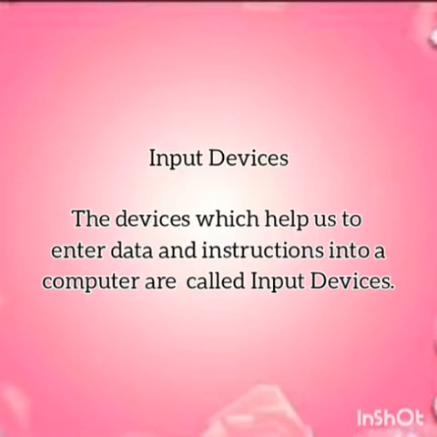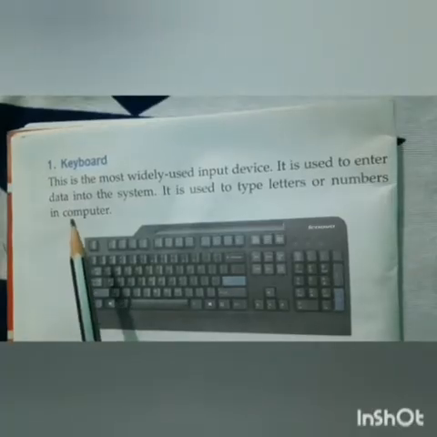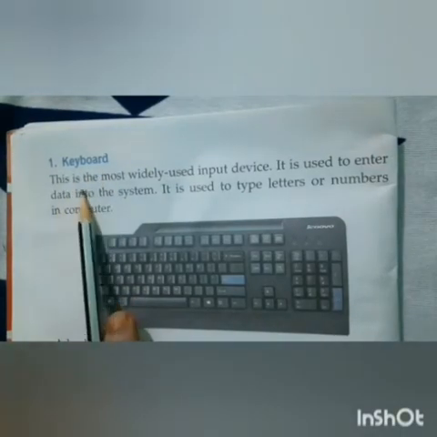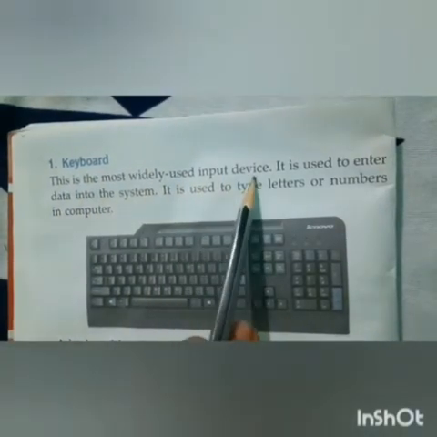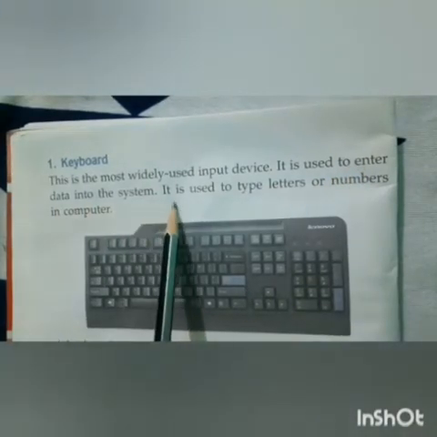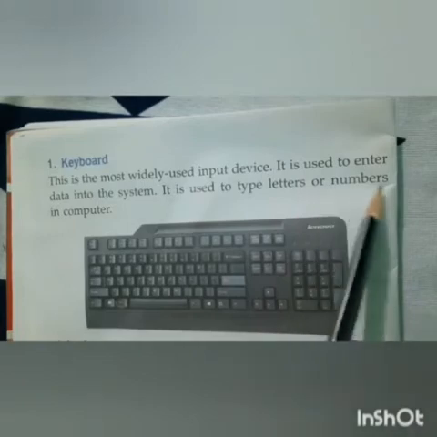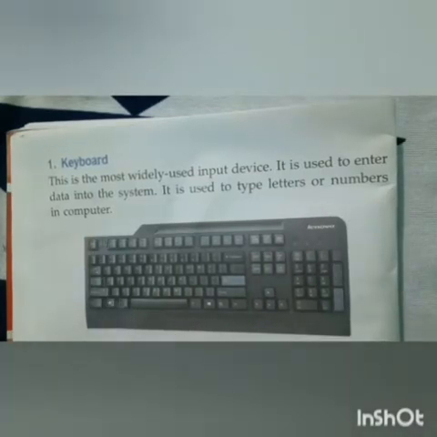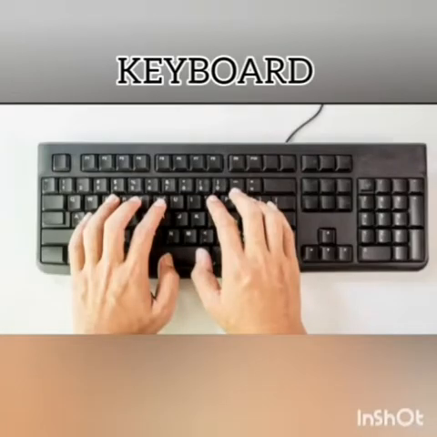Now children, let us read more about some of the input devices given in your book. So the first input device is the keyboard. This is the most widely used input device. It is used to enter data into the system. It is used to type letters or numbers in a computer. Now children, look at this device. This is a keyboard. It is one of the most important parts of a computer. It is used to enter data into the system.